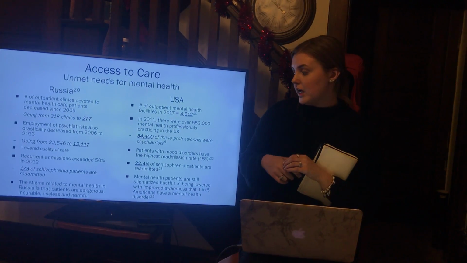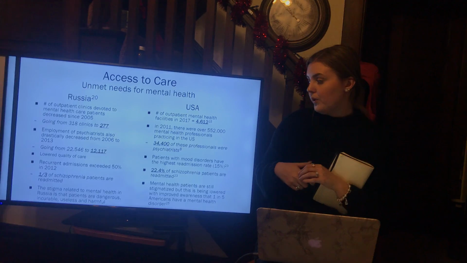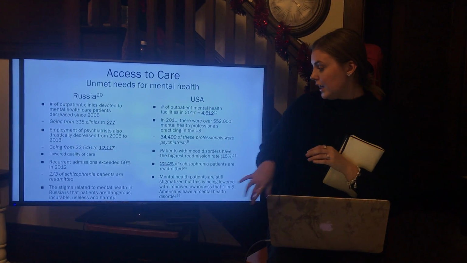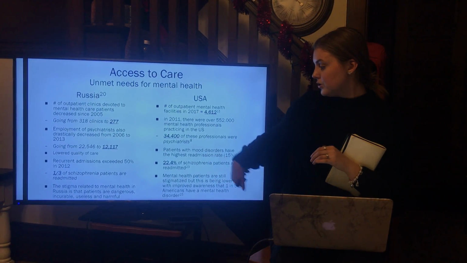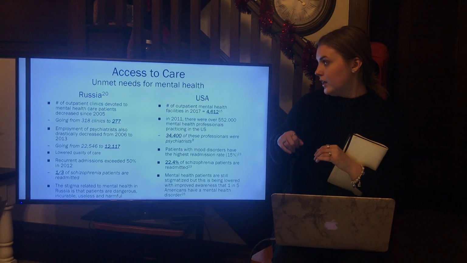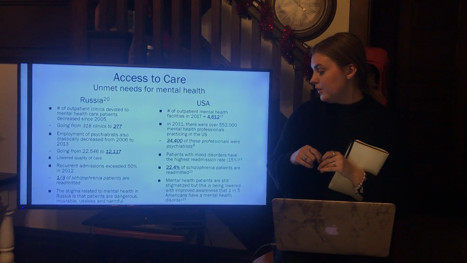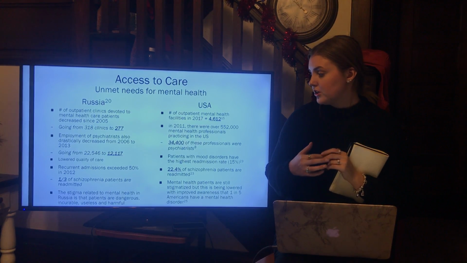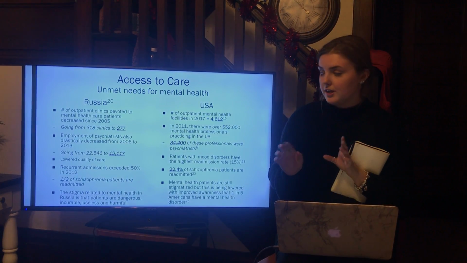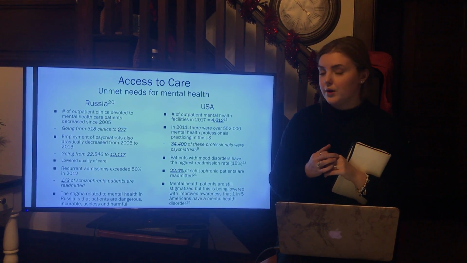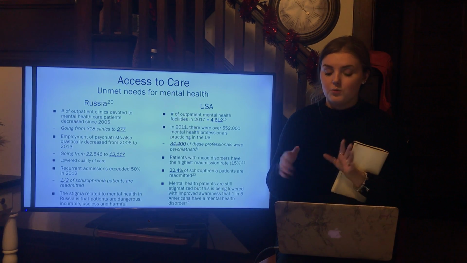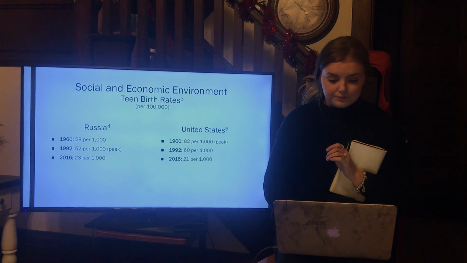Readmission rate is 50% in Russia, with one third being schizophrenia. And in the United States, mood disorders have a 15% readmission rate, with 22.4% of schizophrenia patients being readmitted. And both countries have a stigma against mental health, but the U.S. has been doing a lot more to combat that stigma.